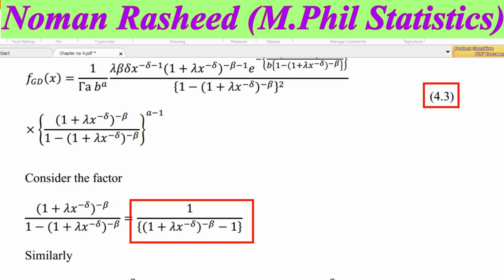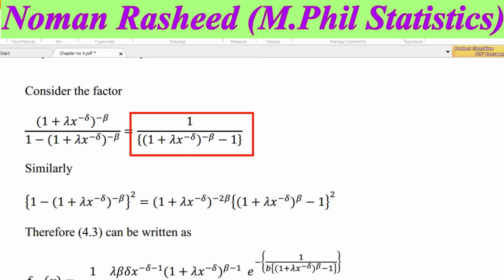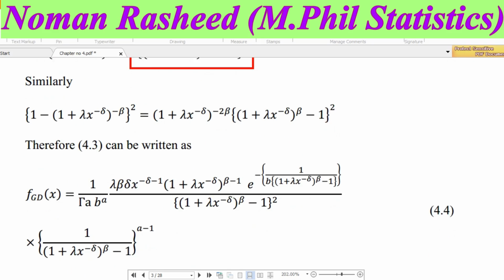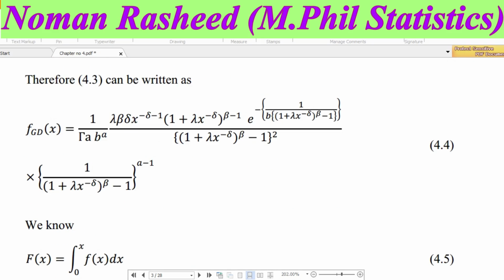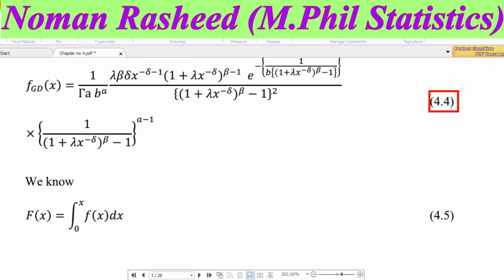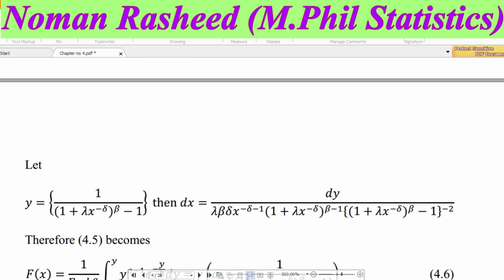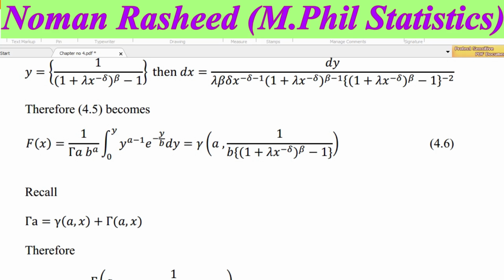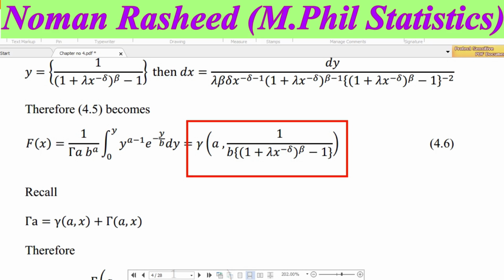So instead of this factor I use this factor. Similarly, 1 minus alpha beta can be written as follows. All these transformations can be carried into the 4.3 equation, that is the PDF in the 4.4 equation of the gamma Dagum distribution, while the CDF in 4.5 can be written as follows, where A and B are two additional shape parameters of the gamma distribution.